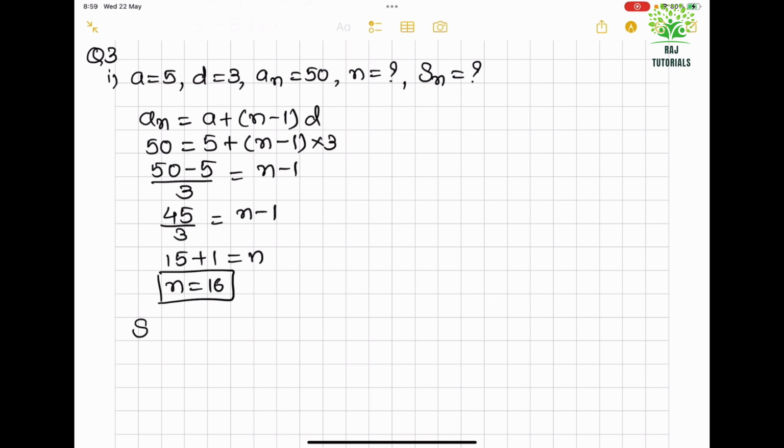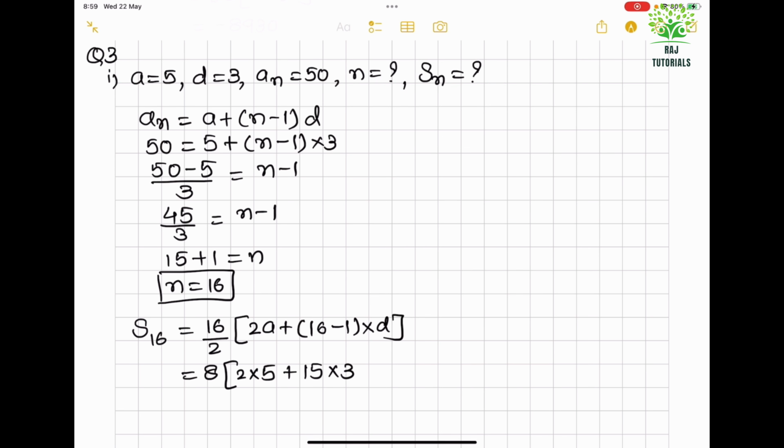Now I have to find S16. So S16 will be 16 upon 2 into 2a plus 16 minus 1 into d. So that will be 8 into 2 into 5 plus 15 into 3. So 8 into 10 plus 45, that is 440.